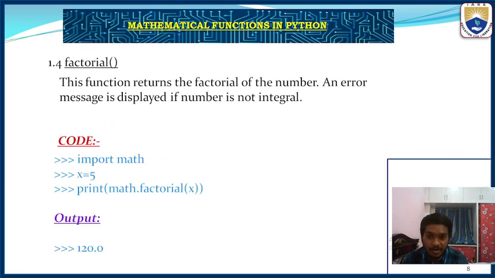Next function is the factorial function. This function returns the factorial of the number. An error message is displayed if the number is not an integer. Exactly, only an integer number can be taken for the factorial. Otherwise, it will give an error.